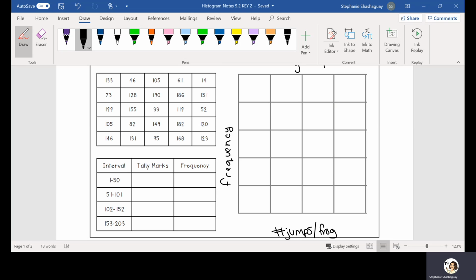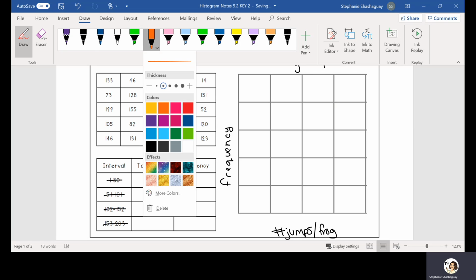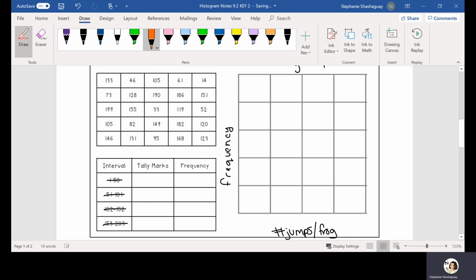On what you printed out, I want you to cross out the intervals that they provided. We're not going to use those intervals because I don't think they're a great representation or an even interval. So we're going to cross those out and make our own intervals. Looking at these numbers, we first need to identify our lowest number and our highest number. Our lowest number is right here at 14, and our highest number is right here at 199.